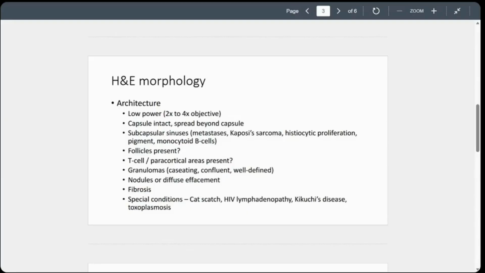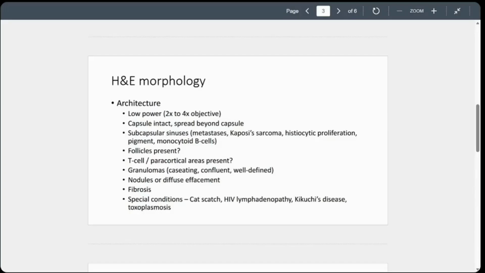Increasingly in our country, and I don't know about your countries, we're doing a lot more needle core biopsies, and it's harder to understand the architecture. As a consequence, we do a lot of CD21 staining, which highlights the architecture and the follicular dendritic cells. But if you're getting whole nodes, you can certainly assess the architecture by looking at the whole thing on the condenser. Look to see if the capsule is intact.